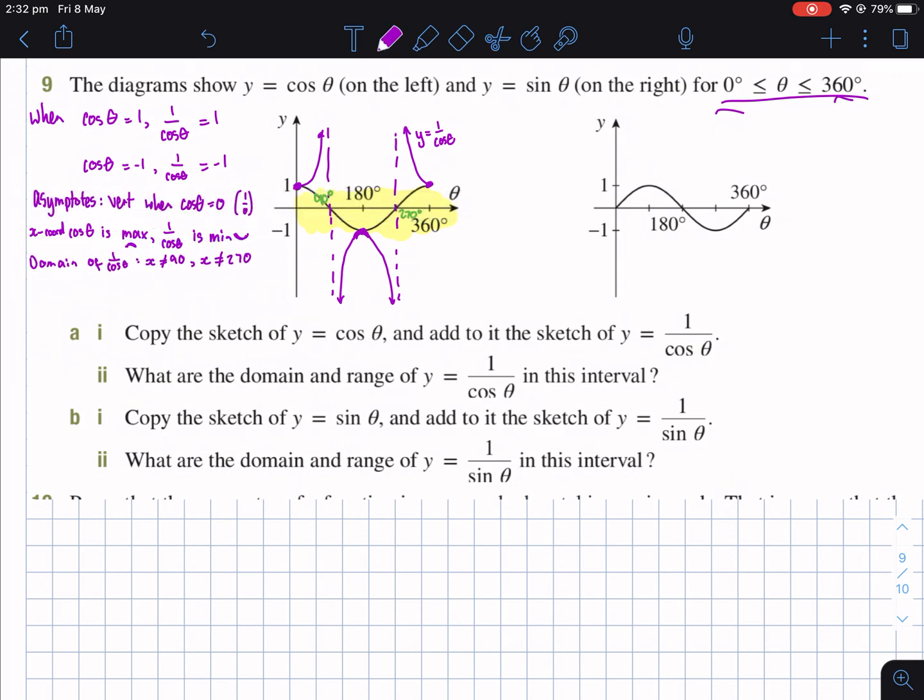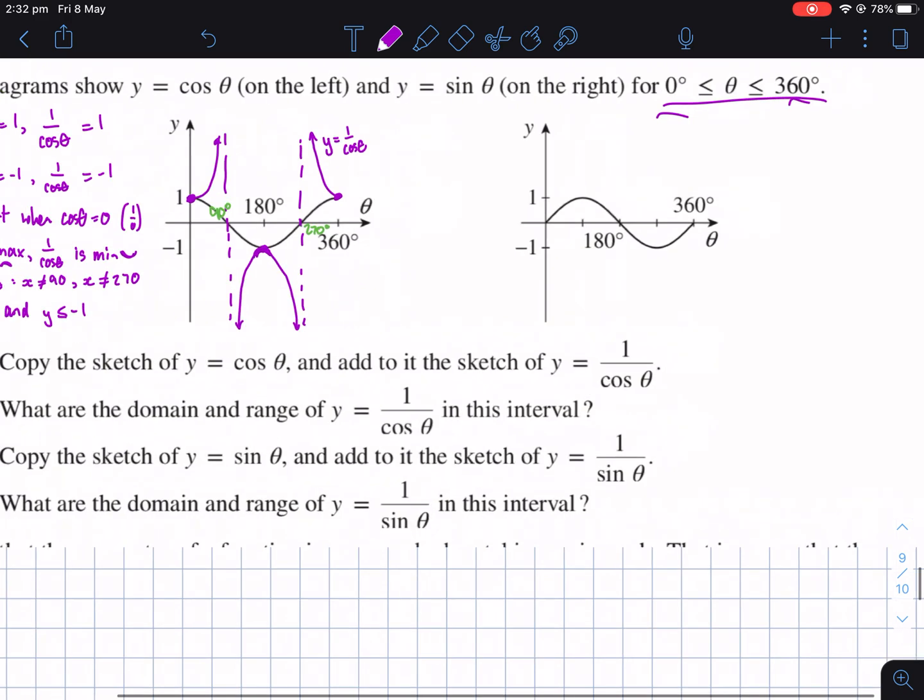And the range I highlighted in yellow. It's always, y is always greater than or equal to 1. It can equal 1, but it's always going to be bigger than it, like greater than or equal to it. And y is going to be less than or equal to negative 1. Like it's not going to be between 1 and negative 1.